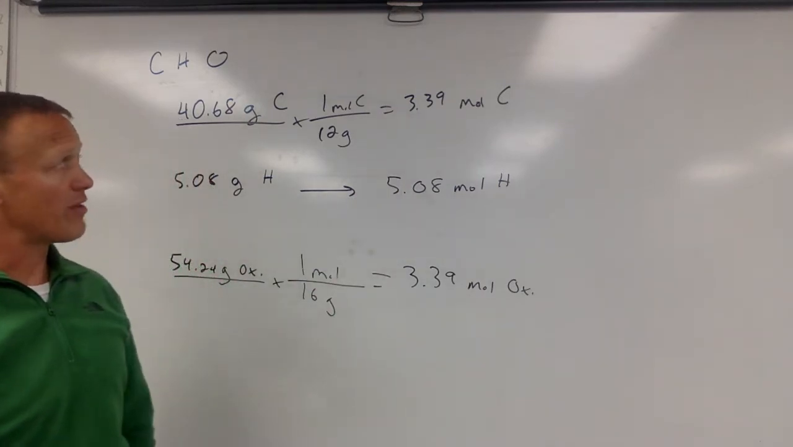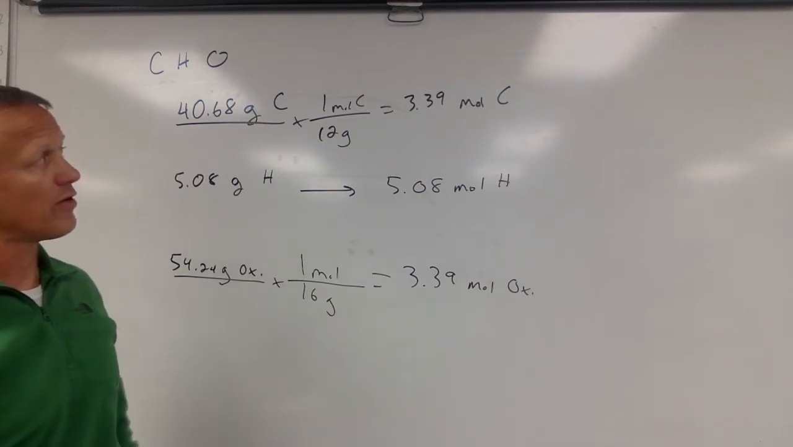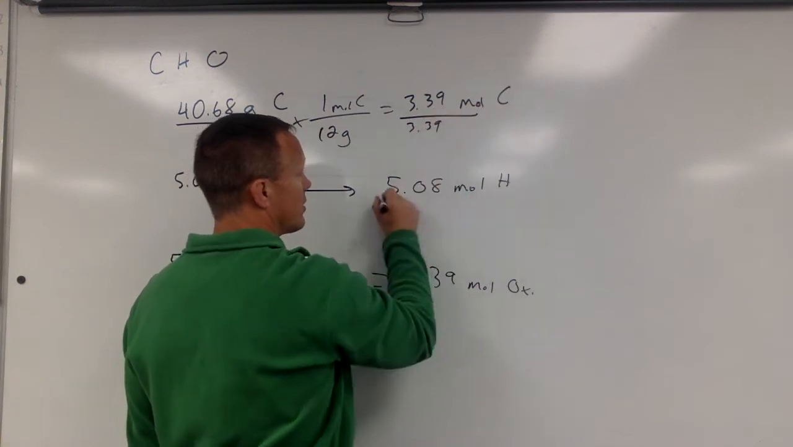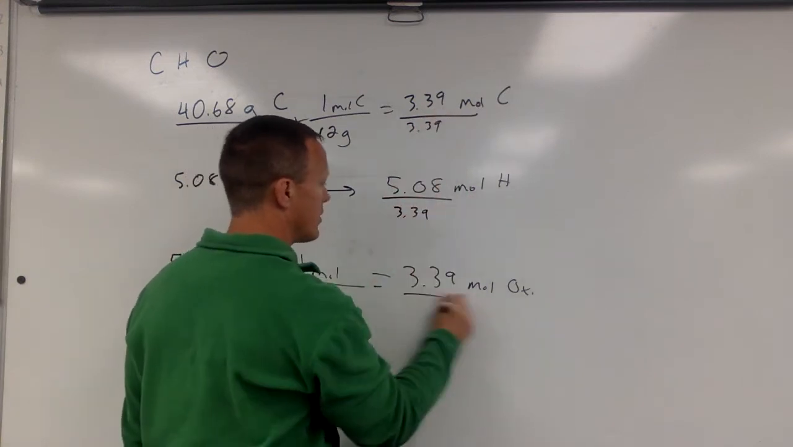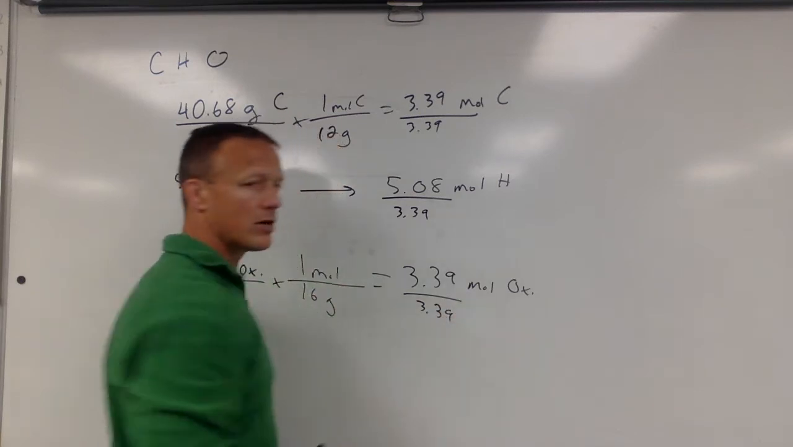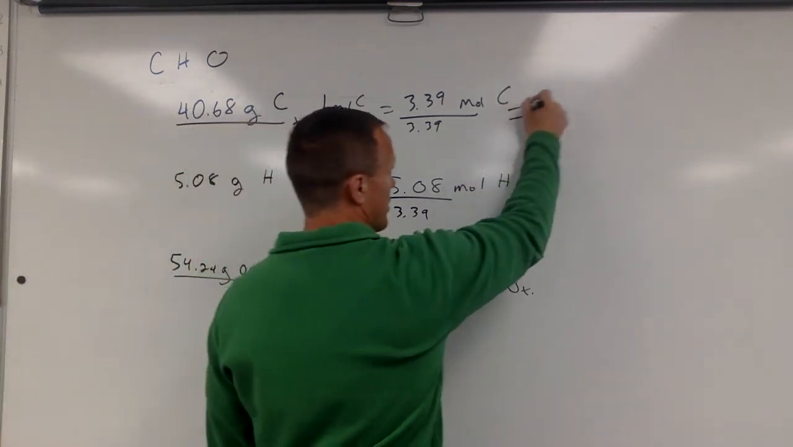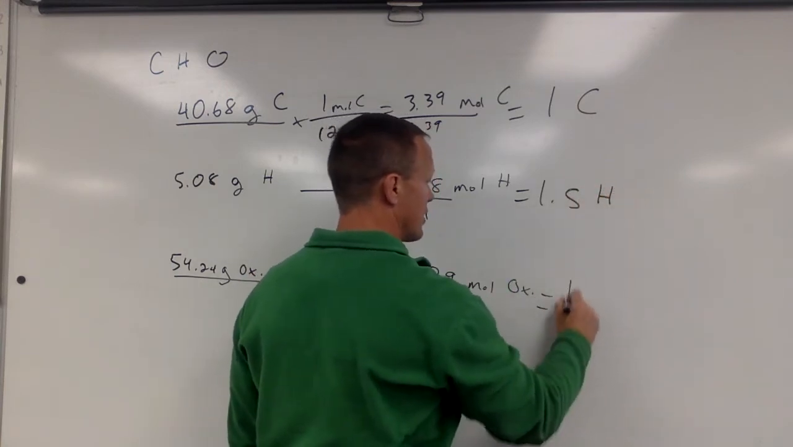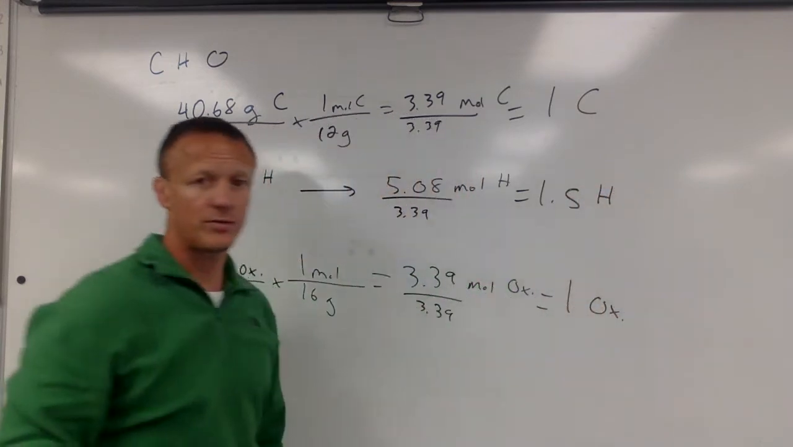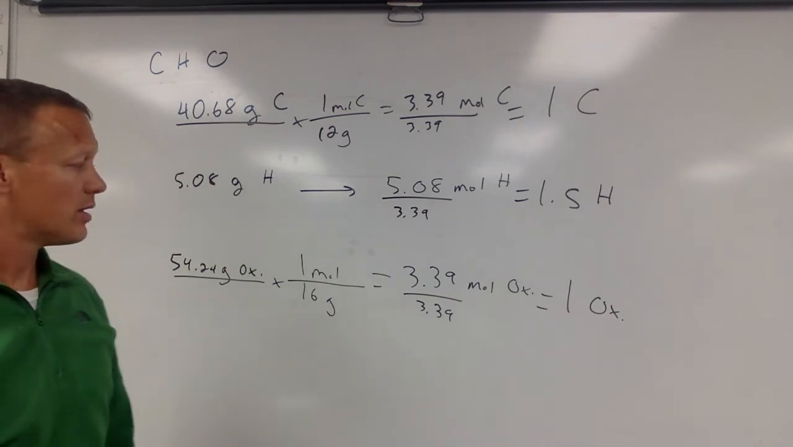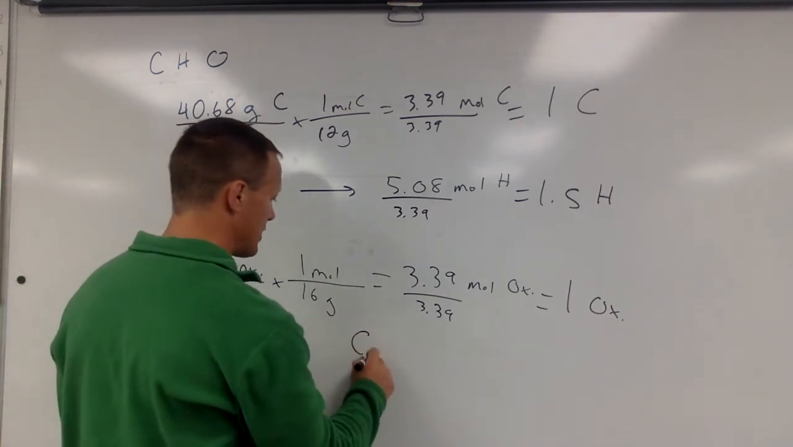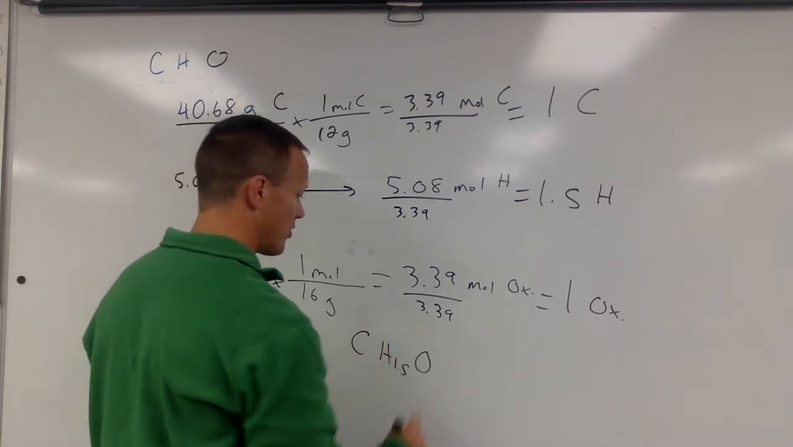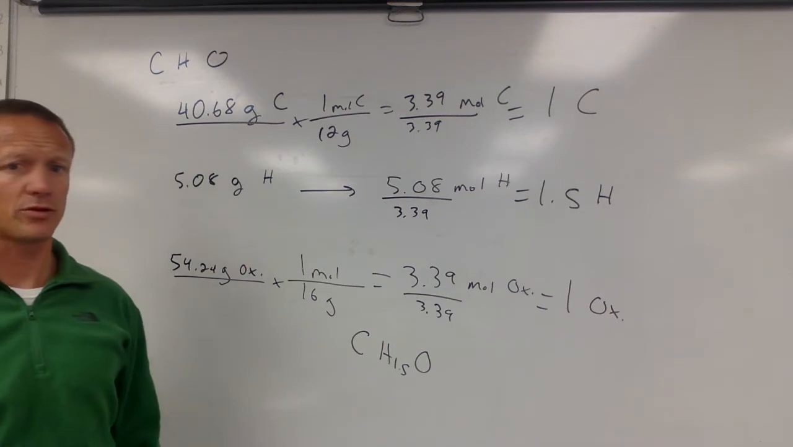So we know that carbon and oxygen are going to be in the same ratio. We need to divide them all by the smallest to get a whole number ratio of each element to itself. So divide by 3.39, divide by 3.39, divide by 3.39. When we do that, we end up with a 1 for carbon, 1.5 for hydrogen, and 1 for oxygen. So it's a 1 to 1.5 to 1. But we still can't write the formula like that. We can't go C1, H1.5, O1. So we need those to be whole numbers.